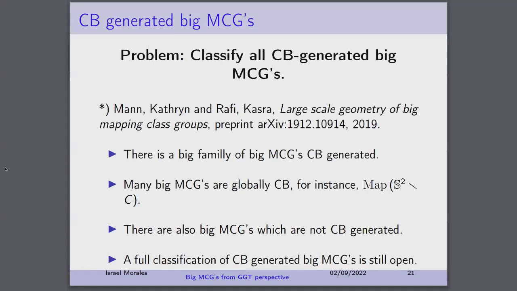Mann and Rafi have made progress in this direction. Time does not permit a detailed description of their work and results, so I only want to mention that there is a big family of big mapping class groups that are CV generated. Among CV-generated big mapping class groups, there are also some which are globally CV. And surprisingly, there are big mapping class groups which are not CV generated. So even with the great work of Mann and Rafi, at the moment there is no complete answer to the problem.